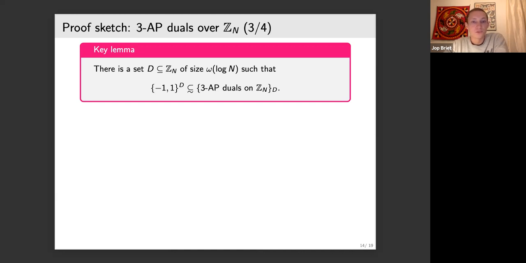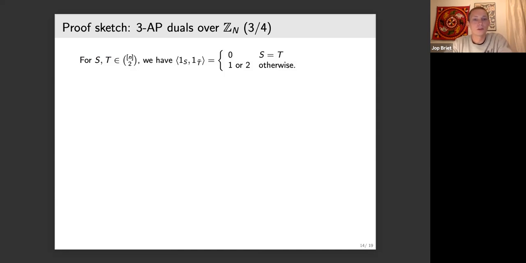So the construction of this high-dimensional hypercube starts with a very basic observation. If you take any pair of two-element subsets of a set of size n, and you look at the inner product between the indicator of the first and the indicator of the complement of the second, this inner product is 0 if the sets are equal, and it's 1 or 2 otherwise, because this first indicator only has 2 non-zero coordinates. Okay? It's a very basic observation.